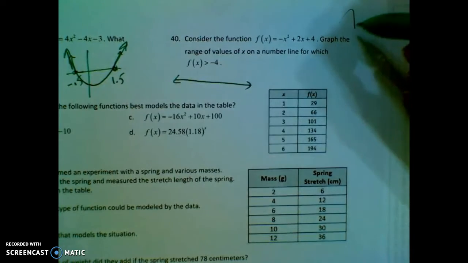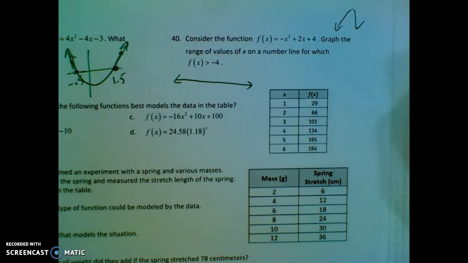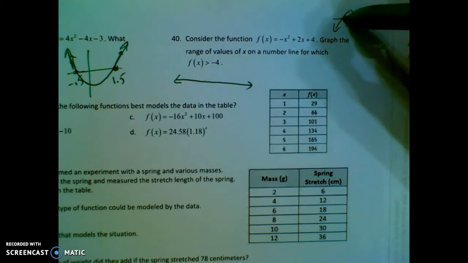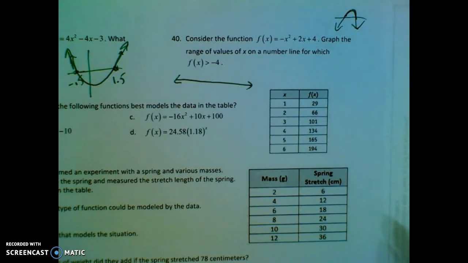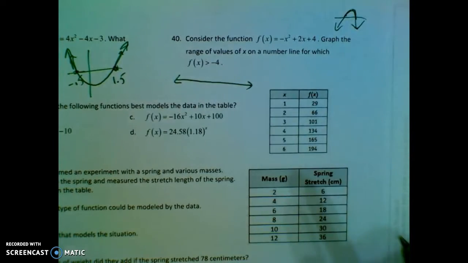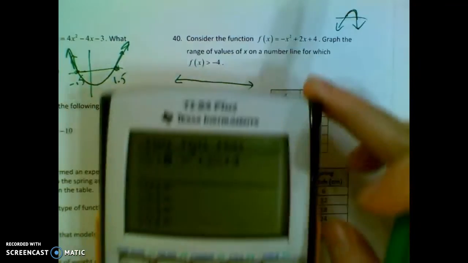I know this is negative, so it's going to be upside down. So I know that it's going to be greater than negative 4 at some values between that. If you were to do it by hand, you would do the math equal to negative 4, and it'd be in between those two values. But I have a calculator, might as well use it.